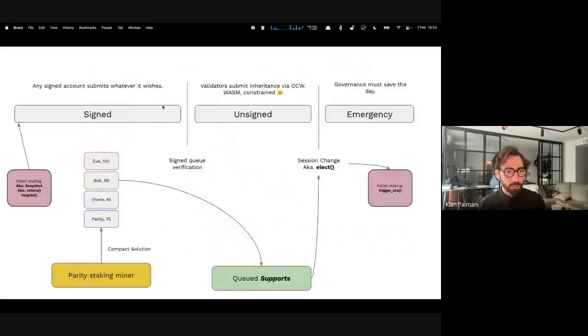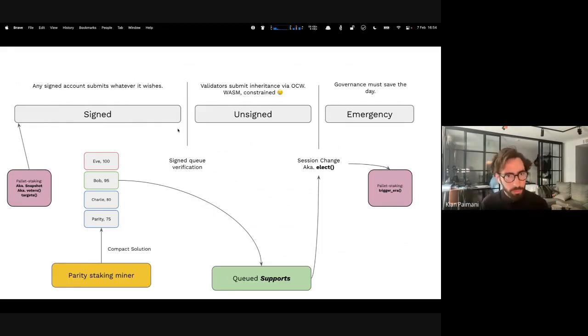Now let's look at this in a more graphical way, and go into more detail on everything that I just explained. At the beginning of the signed phase, a snapshot is created. Pallet staking is hauled into it, and it gives you the voters and targets, and they're stored somewhere in this pallet.